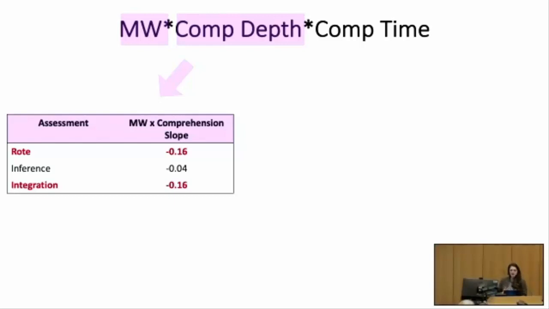And additionally, the slopes for both rote and integration were similar. They were on par. So mind wandering did not, in our study, correlate more negatively with one comprehension type over the other. Yet it did not correlate with that inference comprehension. And this was an interesting finding.